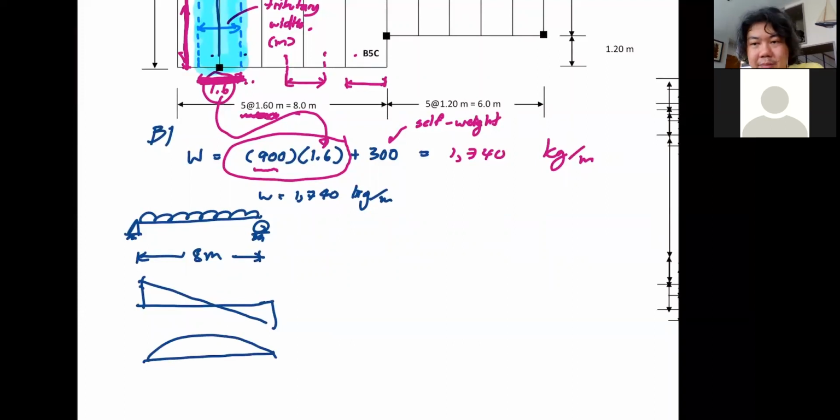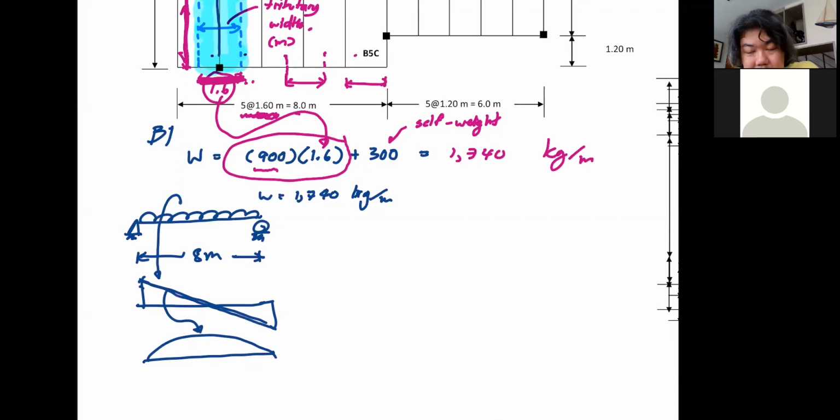This should come to you automatically. Sorry, it's just a little bit crooked, but I did my best. So that's your shear force diagram. You know that you have the constant uniform load, which is going to give you a linear shear. And when you have a linear downward shear like this, you're going to have the second degree curve for your moment.